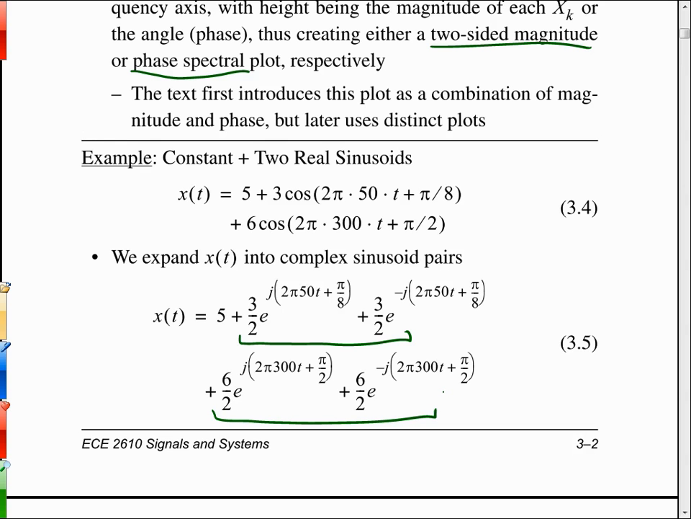So the first thing is to make sure you can see how that's coming together, or actually being torn apart. The 5 stays together, obviously, because it's DC. It doesn't expand out into two terms, but the cosine breaks apart into an e to the plus j and an e to the minus j. So we get a total of 5 terms, and those are the 5 locations on the frequency axis where we'll make the spectral plot.